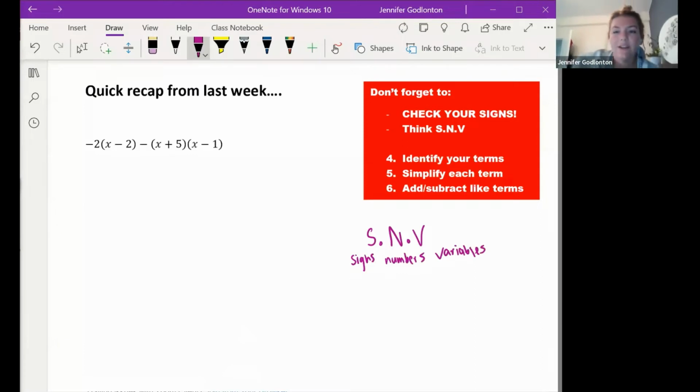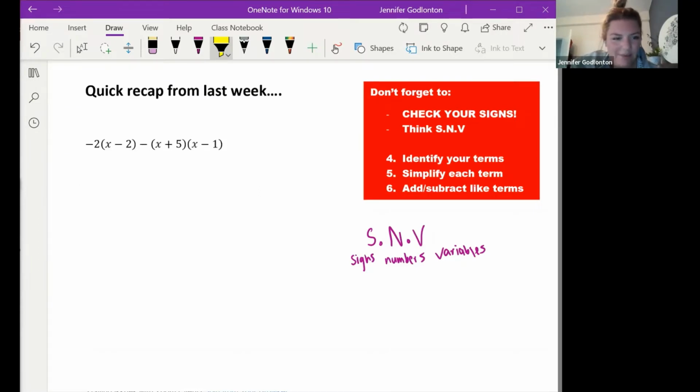And the first thing, this shouldn't be 4, 5, 6, it should be 1, 2, 3. First thing we do is we identify our terms. The second thing we do is we simplify each term. And then the third thing we do is we add and subtract like terms. So I'm not going to do this for you, but I do want to ask a quick question before we get going. How many terms does this expression have?